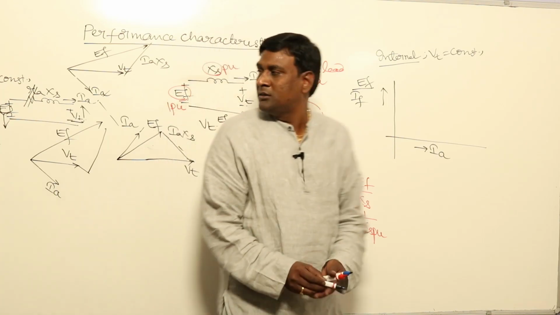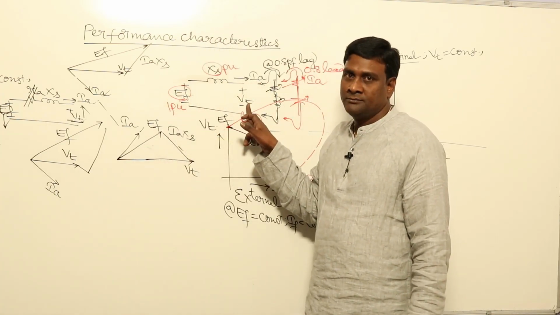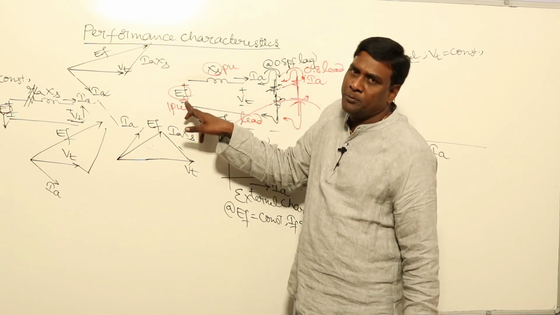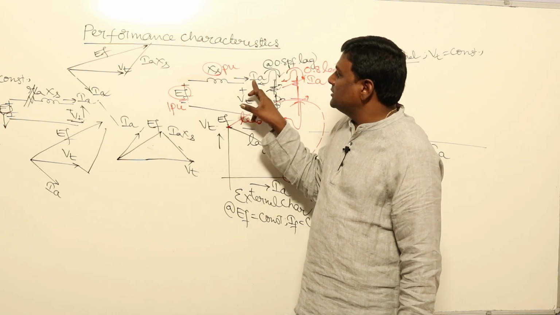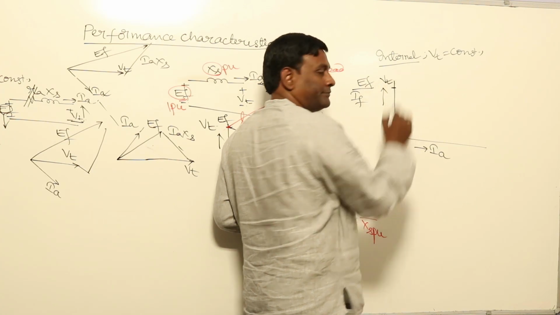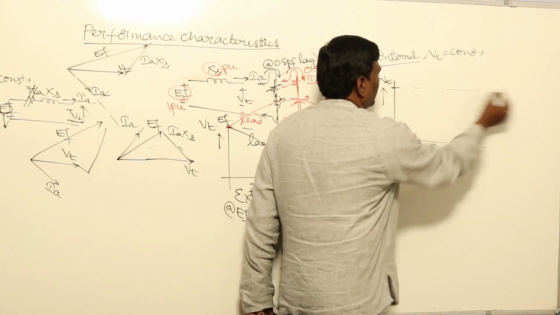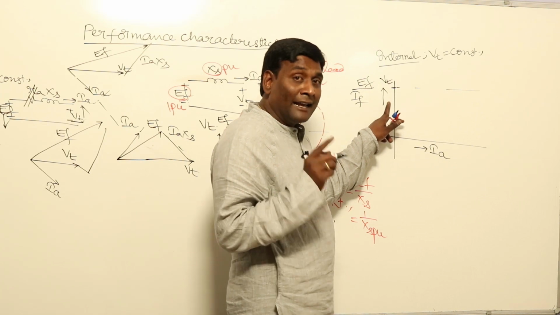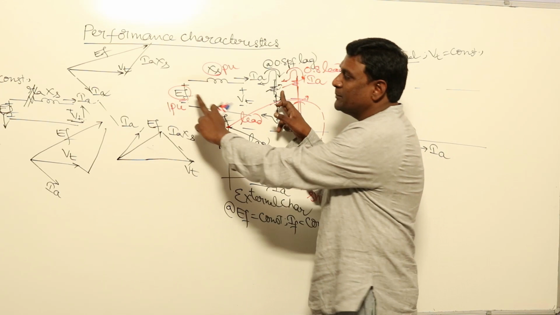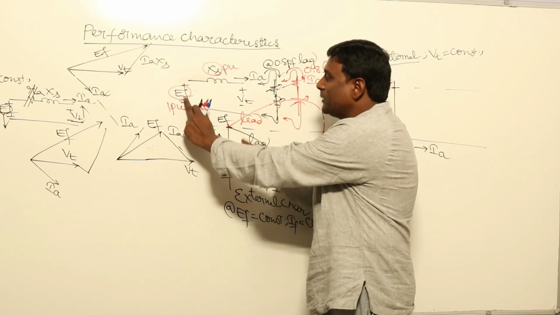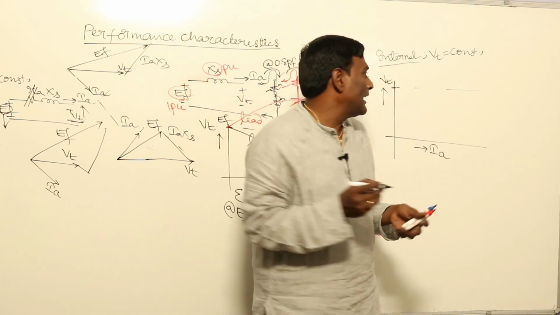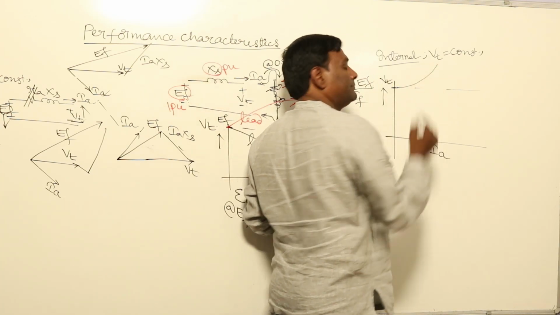For example, when terminal voltage is the rated voltage at no load, with 0 current and 0 drop, this also will become 1 per unit or rated voltage only. So when IA is 0, VT equals EF. So here it will be VT. Now we can directly draw. For example, at lagging conditions, if I maintain EF constant, VT will be reduced. In order to maintain VT constant, EF has to be increased. The field current has to be increased. So at lagging conditions, it should be like this.